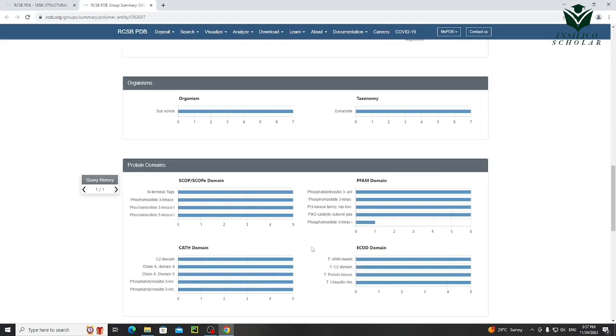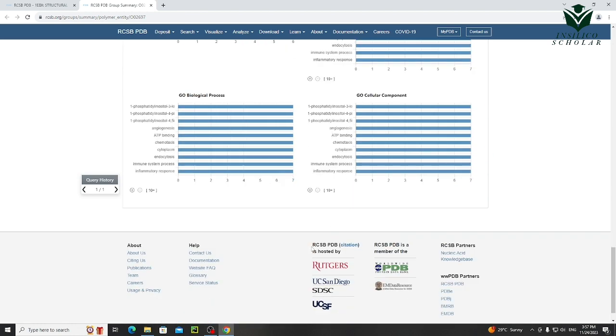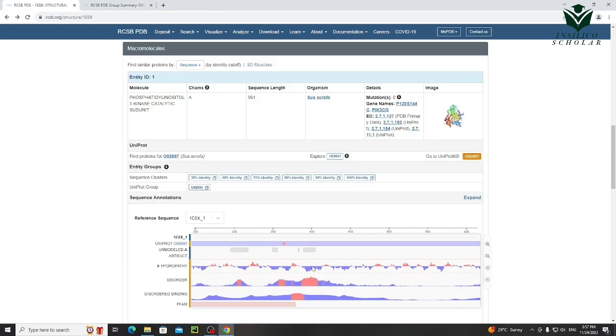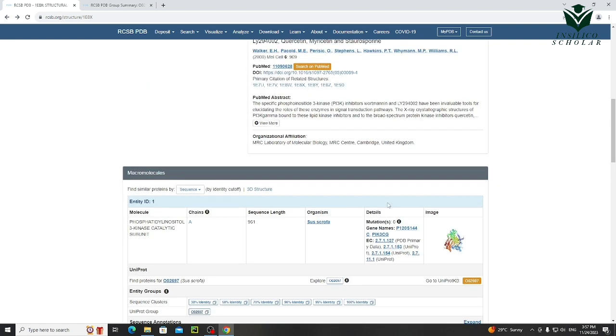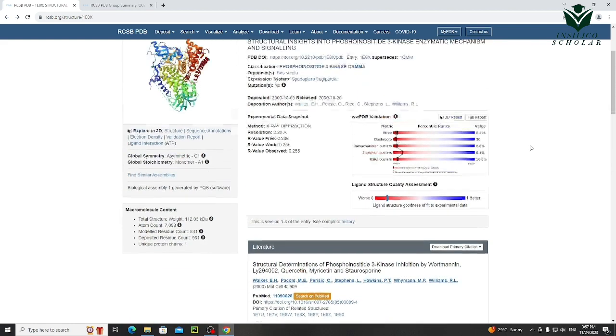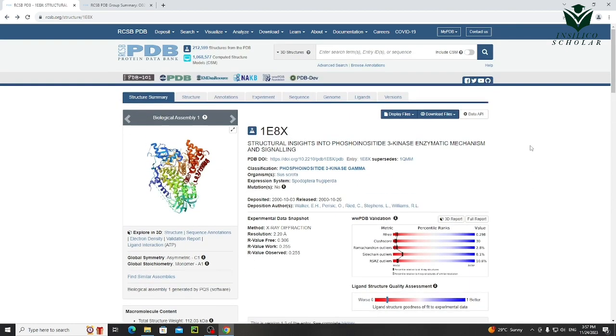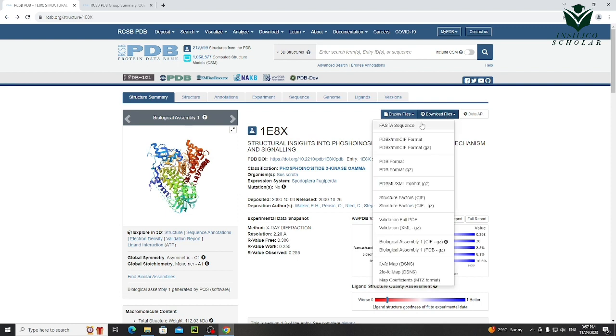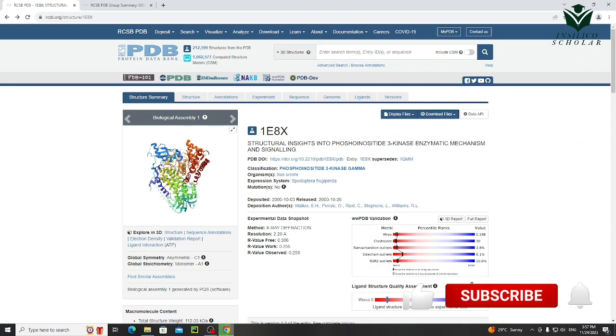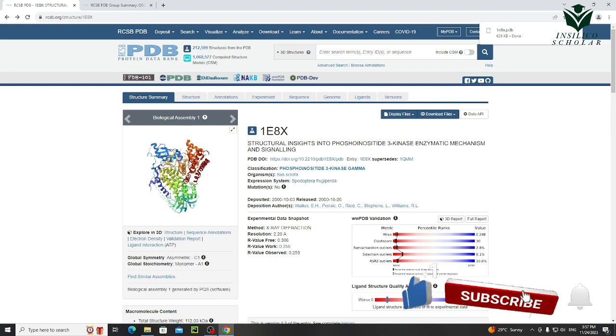The protein databank stands as a goldmine of information for researchers, educators, and students worldwide. It's a window into the molecular world, aiding in advancement across various scientific fields. And that wraps up our exploration of the protein databank. Remember, this incredible resource is accessible to anyone curious about the building blocks of life.